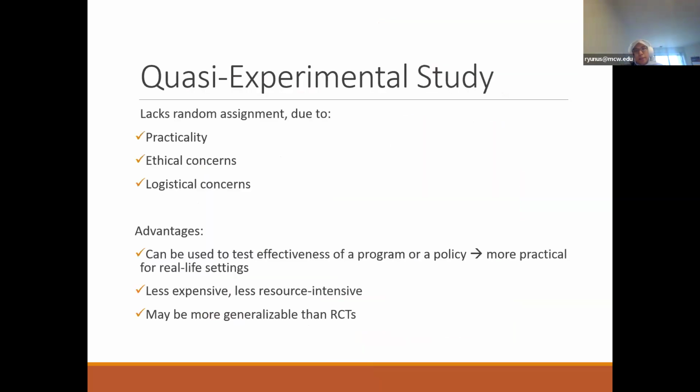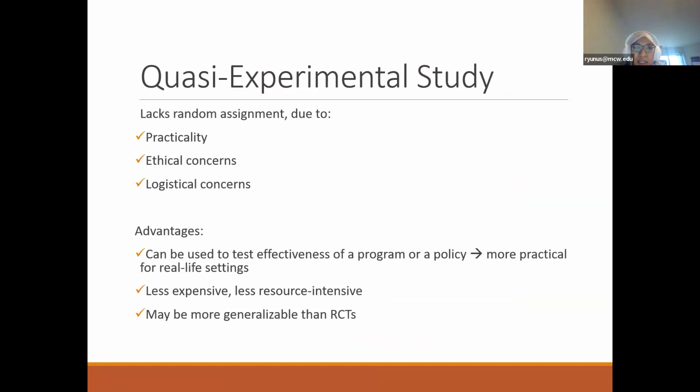Now, the last type, quasi-experimental study. The quasi-experimental study is basically also a form of clinical trial. It is an intervention study. It is almost similar to an RCT, but with some differences, right?